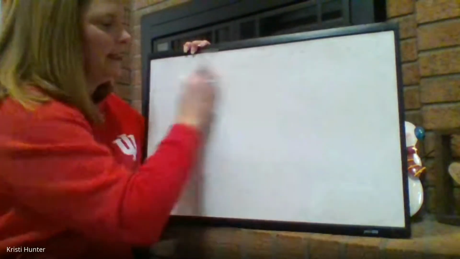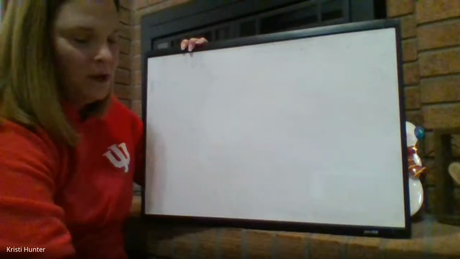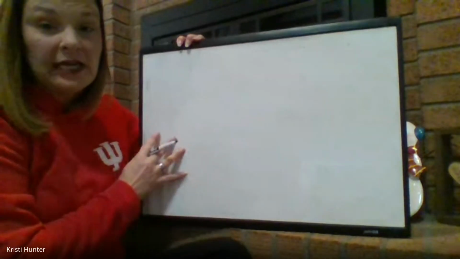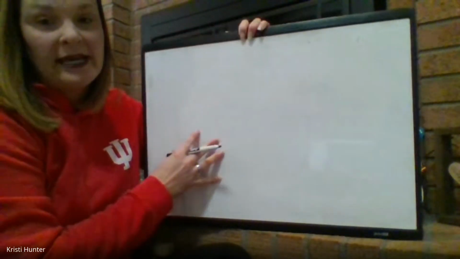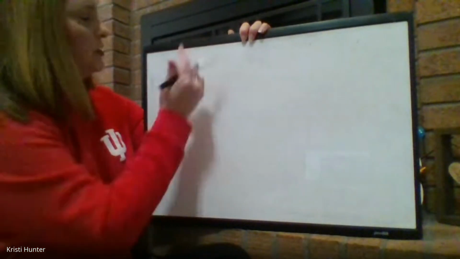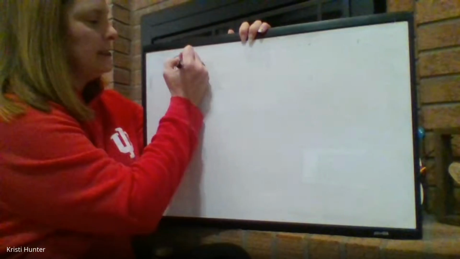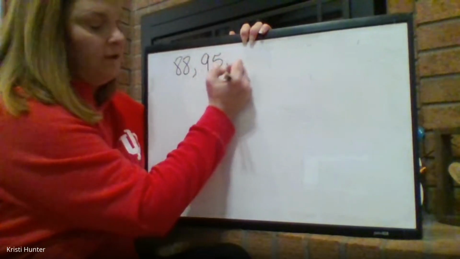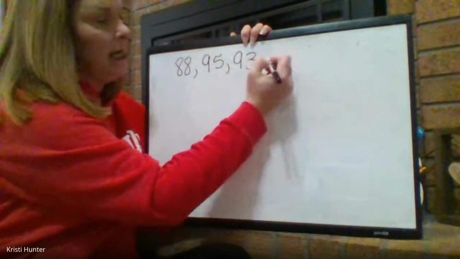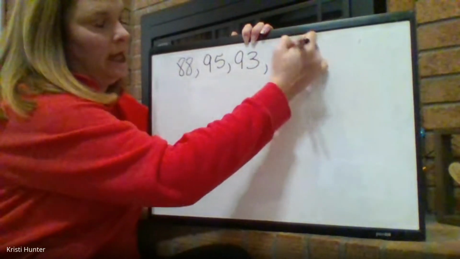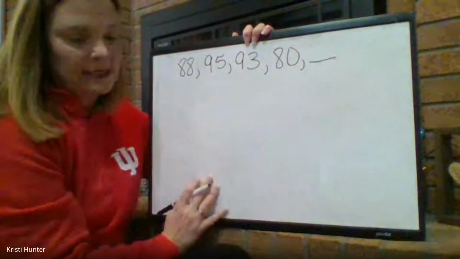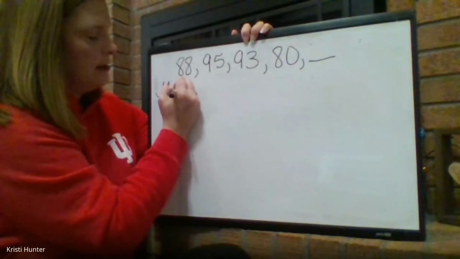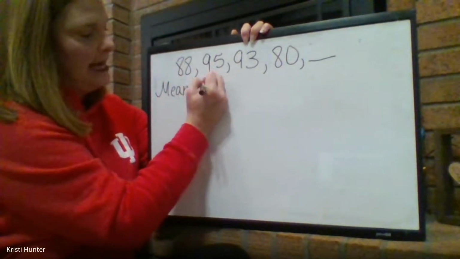Okay? Great question. Okay, so let's do a couple more just to practice. So those have been some pretty easy numbers. This one we may need our calculator for. We're going to do some bigger ones. All right, so let's say we've got an 88, a 95, a 93, and an 80. And we're trying to find out what's the missing value here. And here's what I know. The mean is going to be 90.